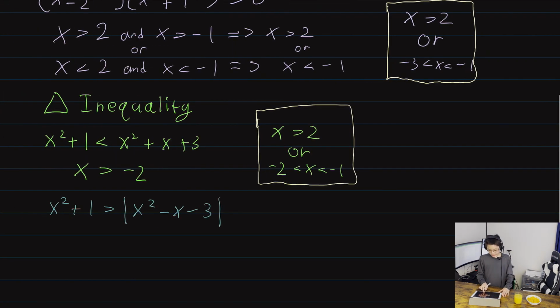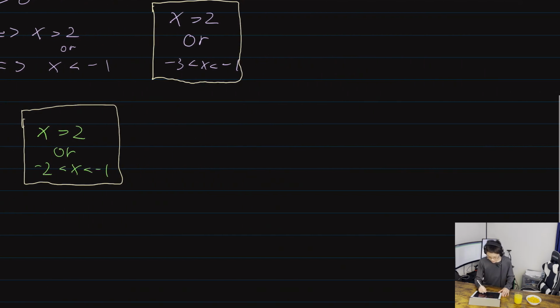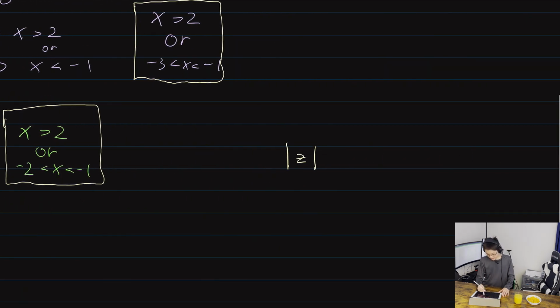So let's go to the side a bit. Let's say that we have the absolute value of, let's say, z. And this is going to be less than a positive number, let's say k. And k must be greater than 0. Now, how is this possible? Well, z could just be less than k.